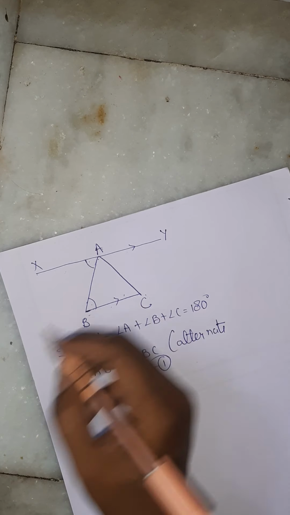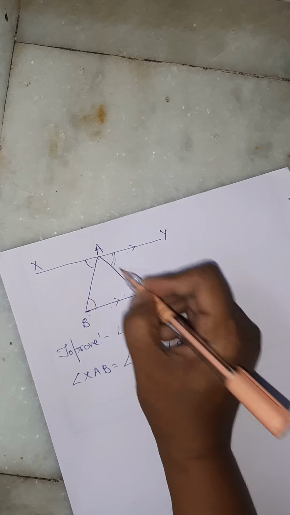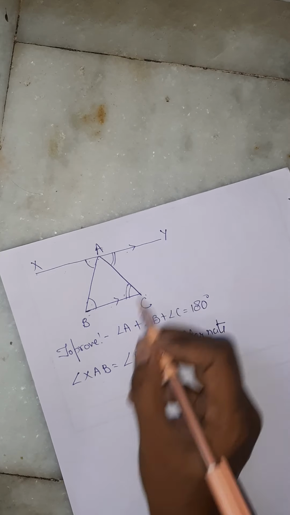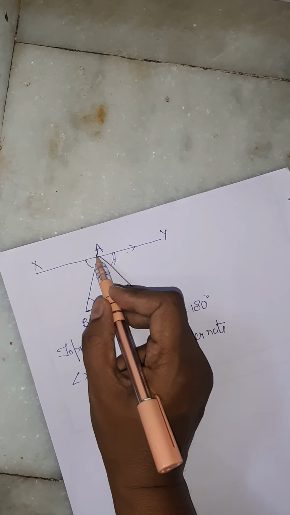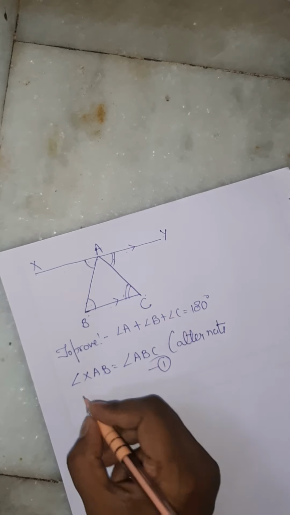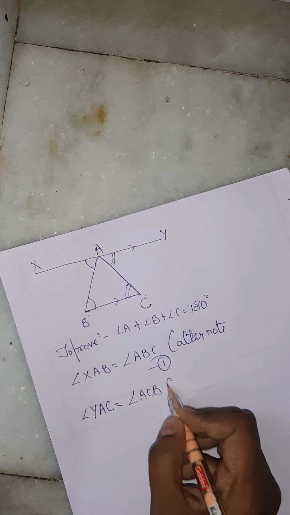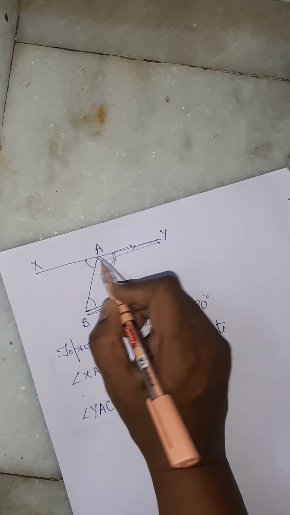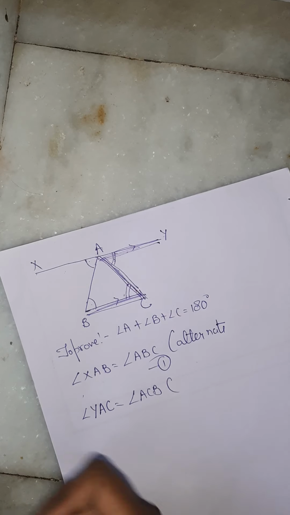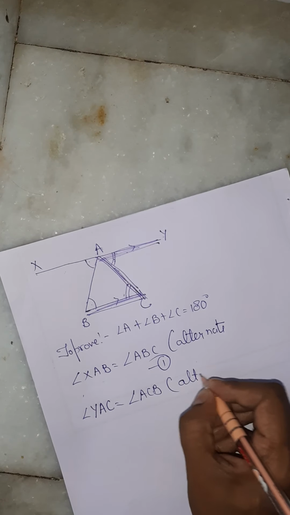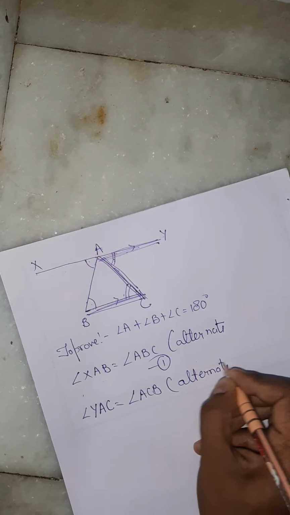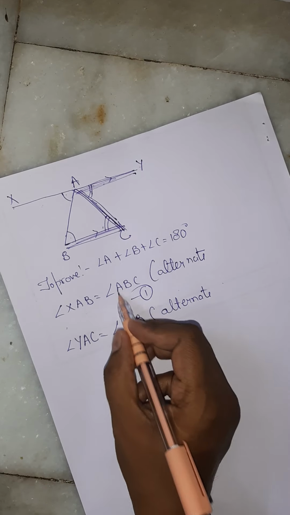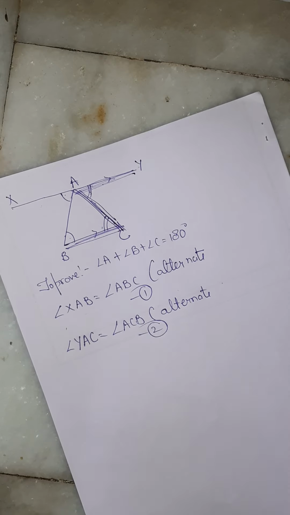Now what about these two angles? Can we say that these two are also equal? What is the name of this angle? YAC. That means I can easily say that angle YAC is equal to angle ACB. Again for the same reason, can you see? Which type of angle are they forming? They are again forming alternate angles. So I can give the reason alternate angles. Right? Now, these two we have done. Let me number it as number 2.